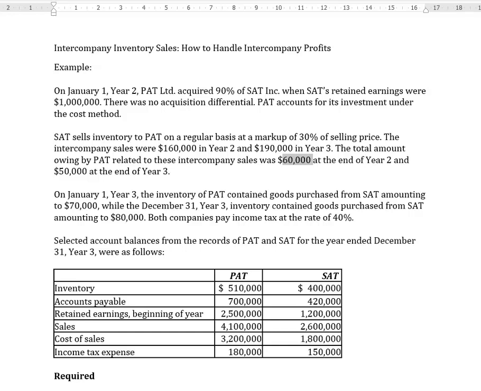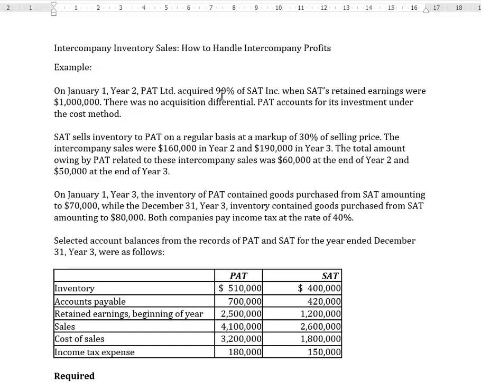Hi folks, welcome to this video on intercompany inventory sales and how to handle any intercompany profits from a consolidated perspective. So we have a problem here on January the 1st, year 2.